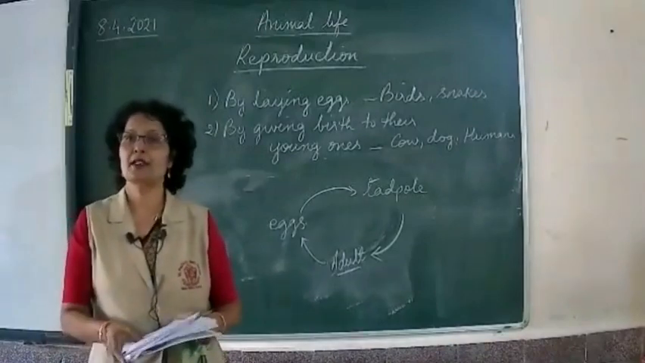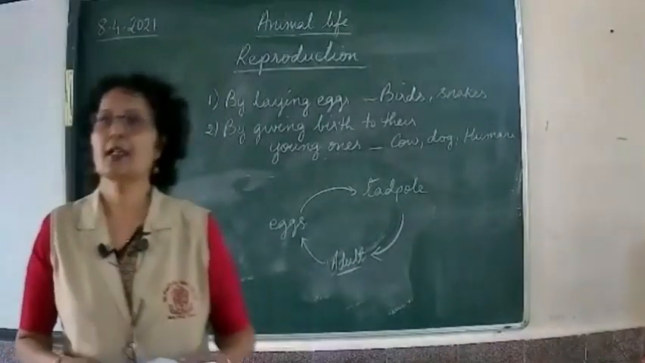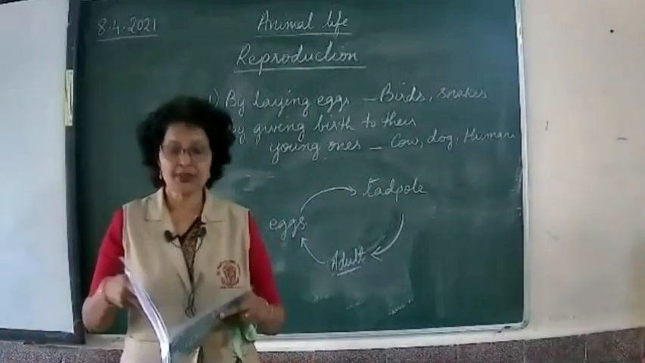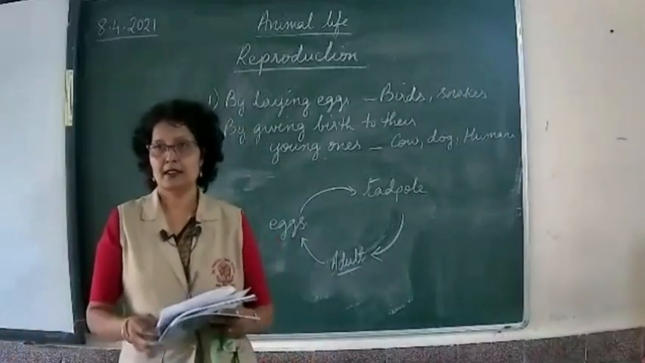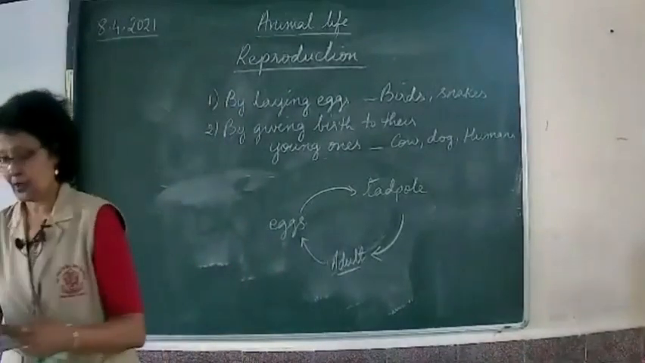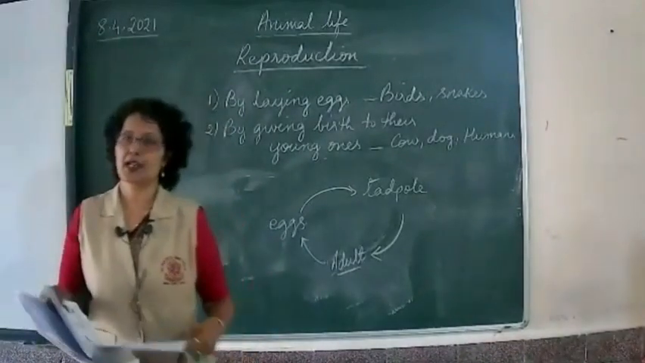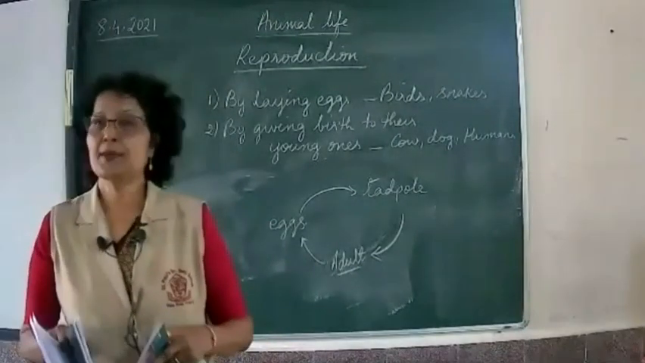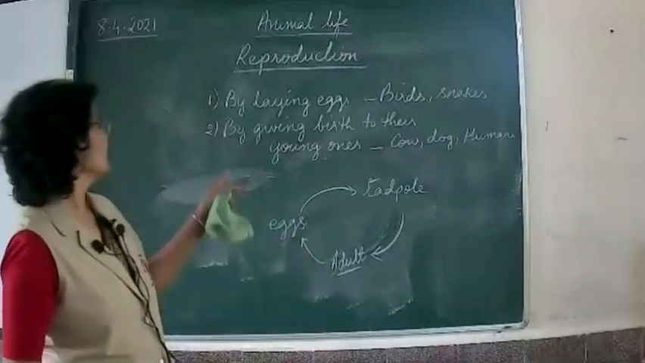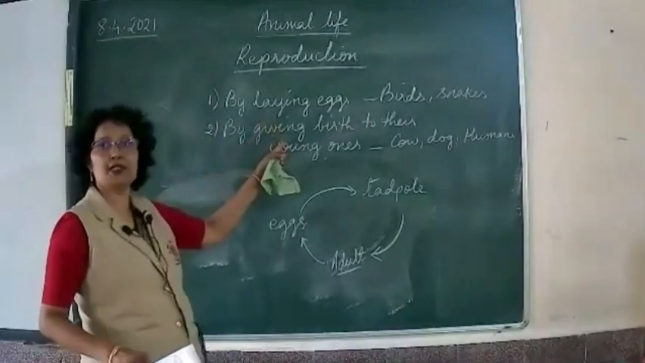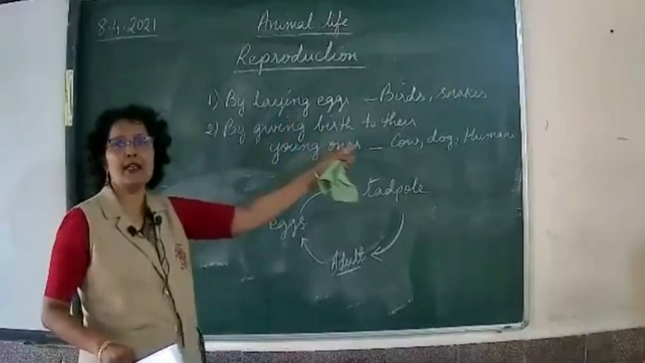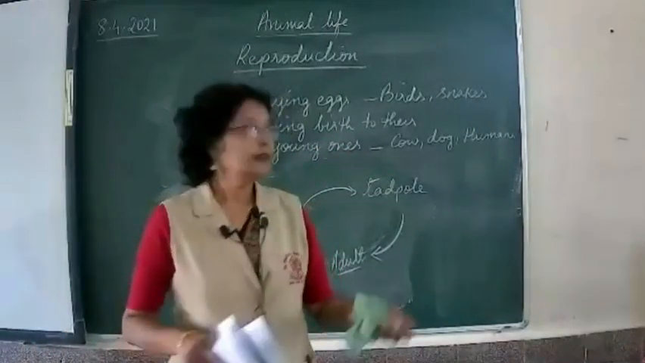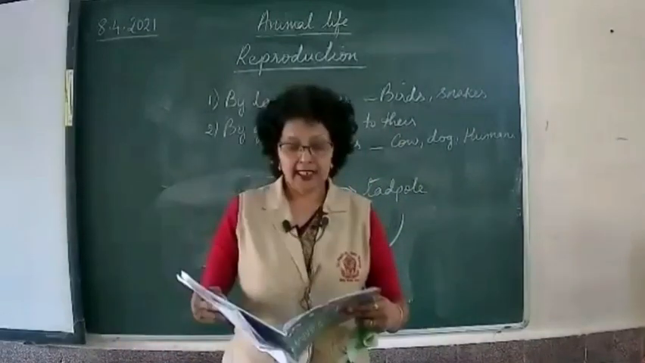That is reproduction. We'll start with it because it's a little difficult. Reproduction is the ability by which living beings produce young ones of their own kind. The young ones of their own kind. A cow will produce a calf. A dog produces puppies. Two types of reproduction. One is by laying eggs and the other by giving birth to their babies. By laying eggs, examples are birds and snakes, they lay eggs.